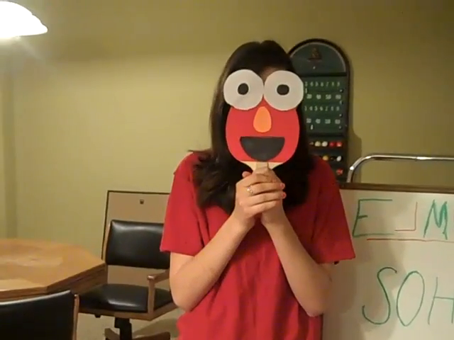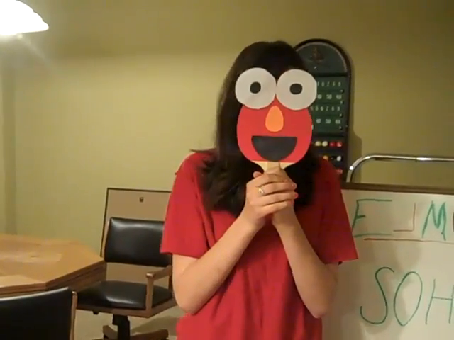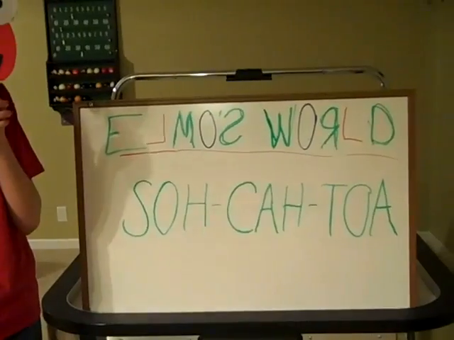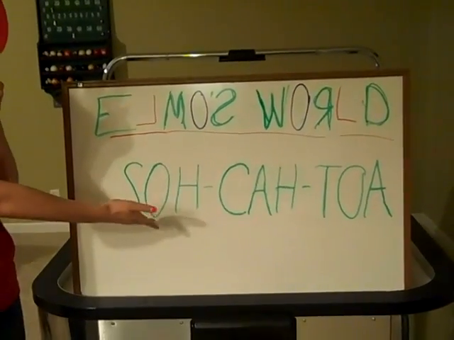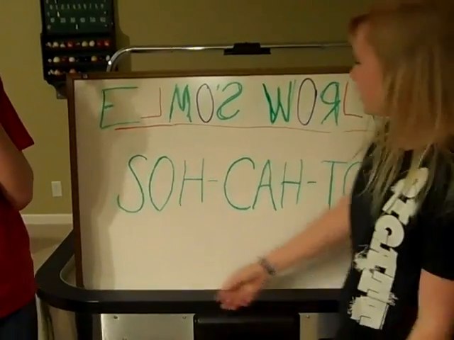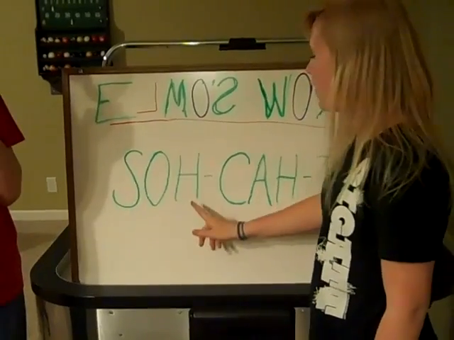Okay, guys, before we go, I'm going to do a quick little review with you. So what exactly does SOHCAHTOA mean? Let's start off with SOH. What does SOH stand for? SOH is sine equals opposite over hypotenuse.